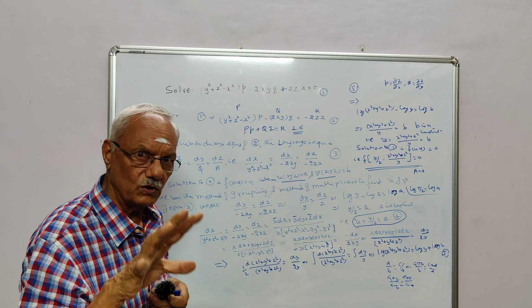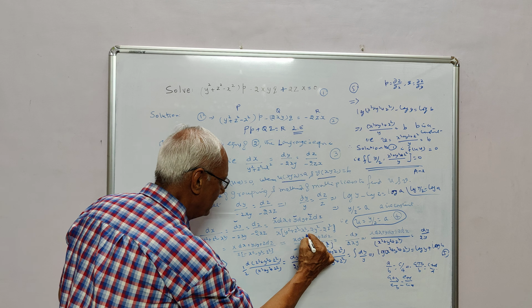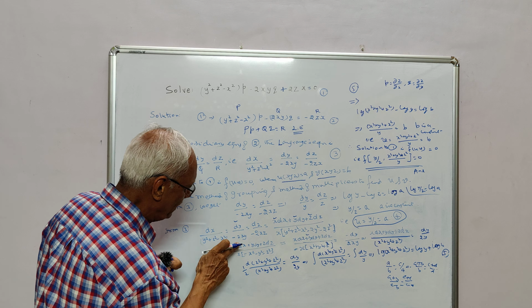So conveniently I choose this ratio is equal to dy by minus 2xy. See, I have written here, this ratio is equal to dx by this, dy by minus 2xy, dz by minus 2xz. This is equal to each ratio. I choose this and this. That is, dy divided by minus 2xy is equal to x dx plus y dy plus z dz divided by minus x of the quantity I have written, x squared plus y squared plus z squared.